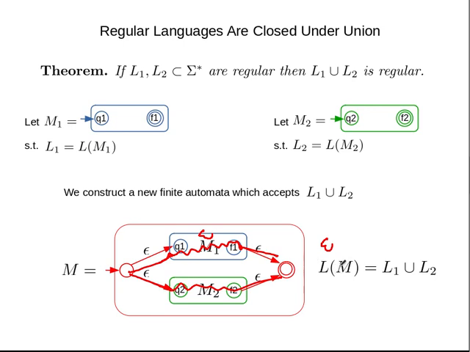So you see that L of M is contained in L1 union L2. So either way, first we proved that this is contained here, and then we proved that this is contained here. So they are equal.